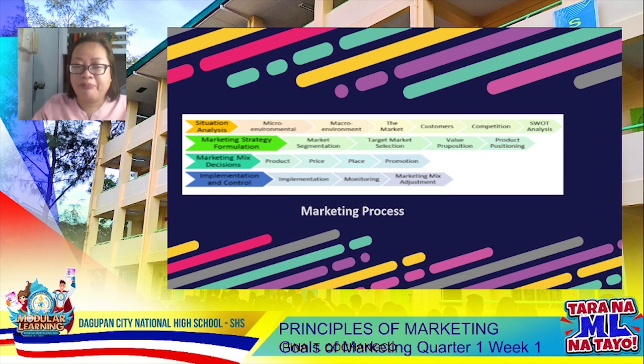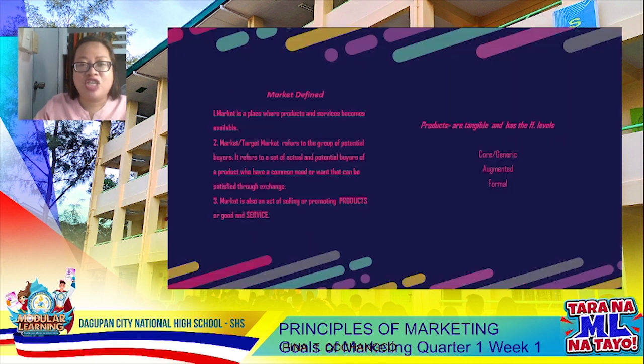First step, situation analysis. Second, marketing strategy formulation. Third, marketing mix decisions. And lastly, implementation and control.